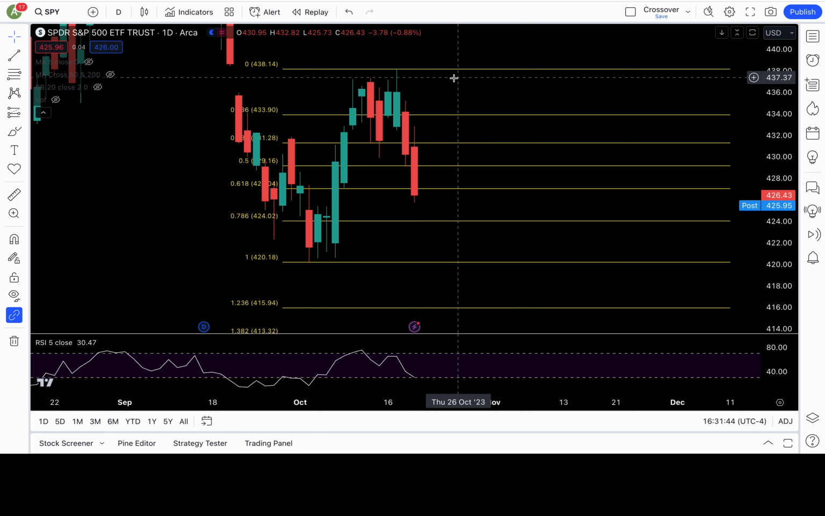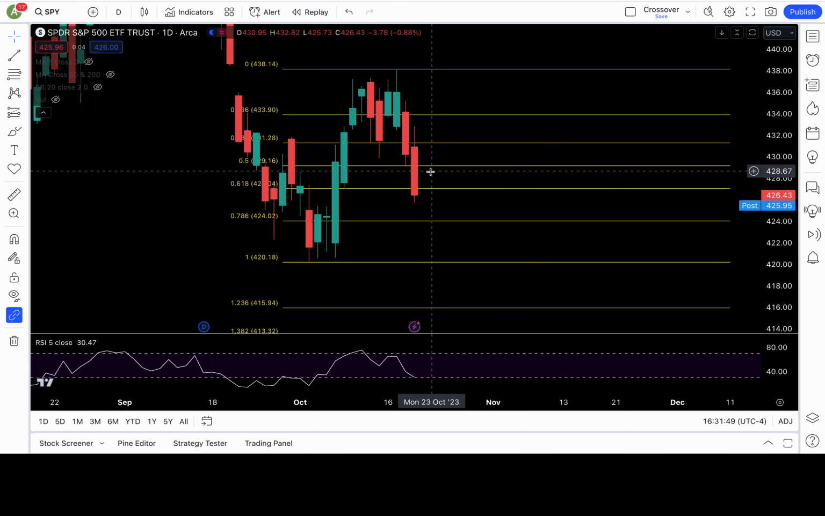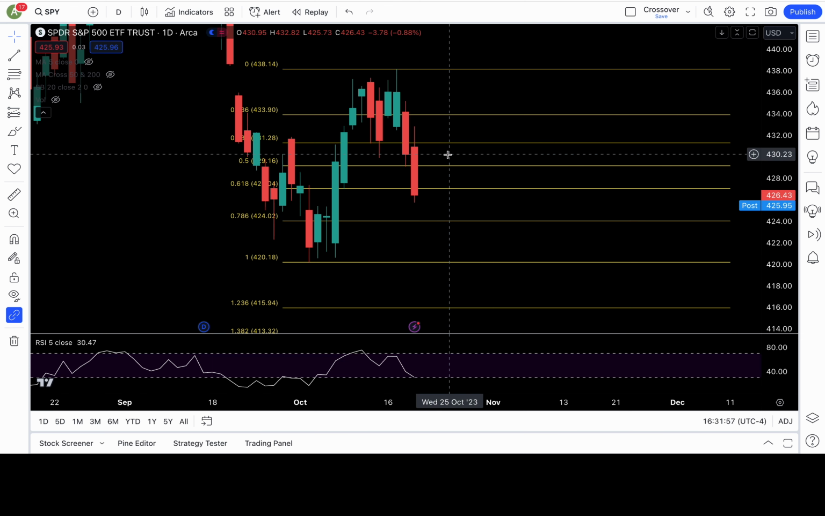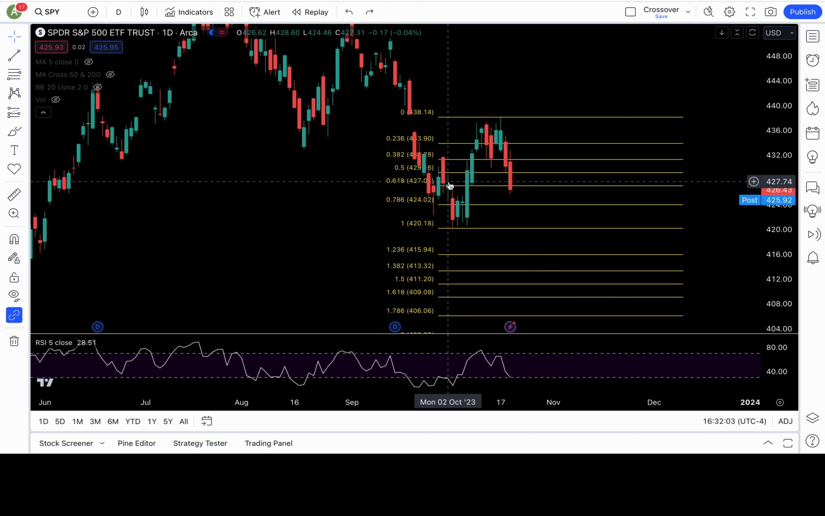Okay. So try not to call a bottom. This could drop even lower. But if we are going to go long or buy calls, use the false breakdown setup. Okay. That means we need to recapture one of those levels that I gave you to trigger longs. Does that make sense, guys? I hope you guys found this helpful.